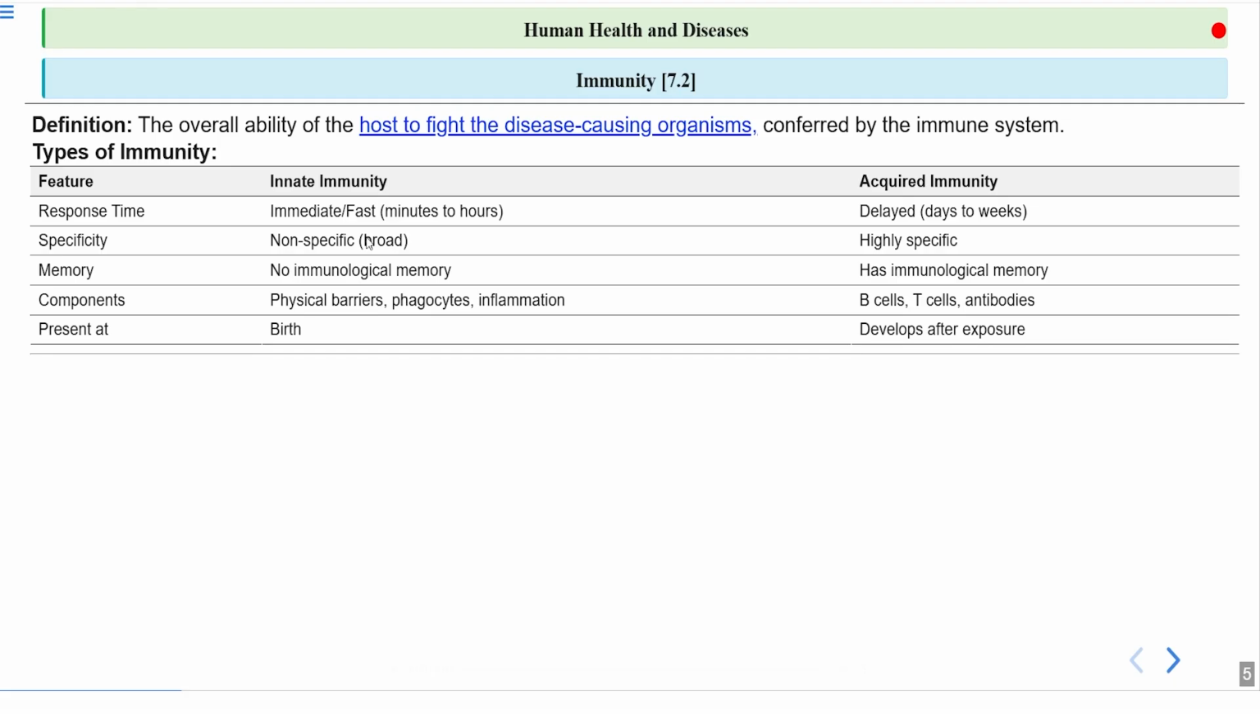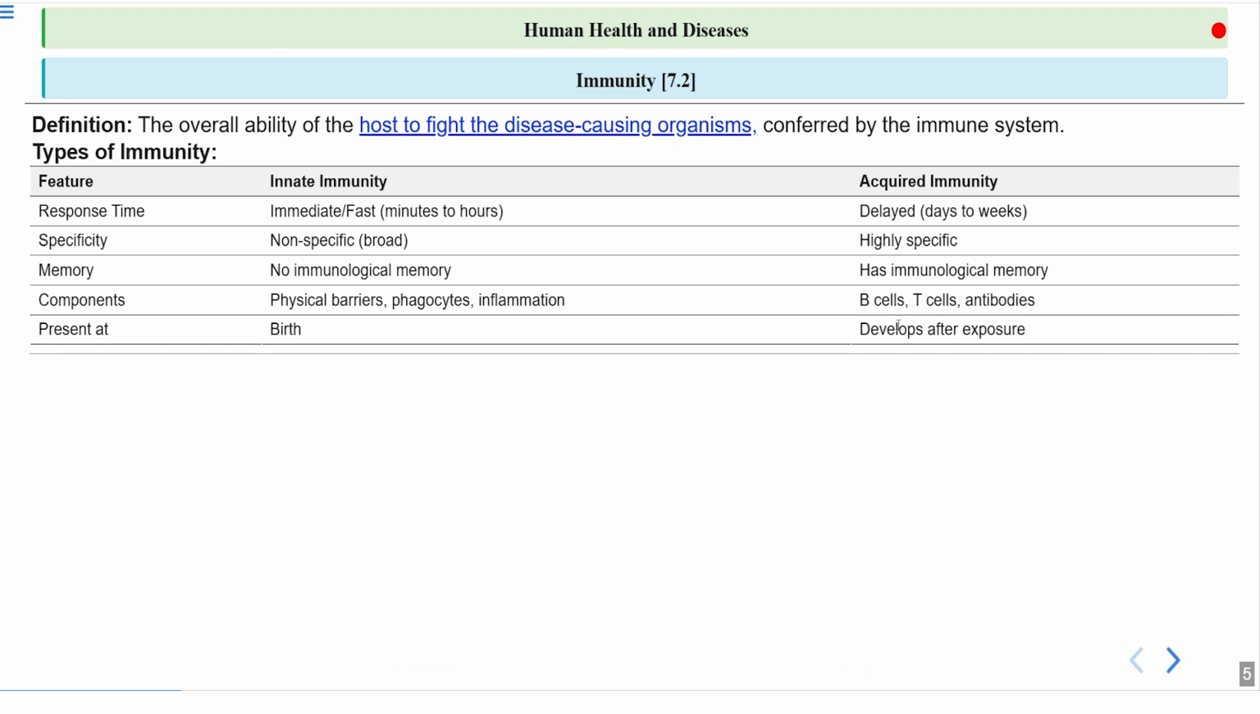Our bodies have two main ways to protect themselves from harmful invaders like bacteria and viruses. These are innate immunity and acquired immunity. You can think of them as different defense systems working together. Innate immunity is the body's immediate, rapid response to an invasion, and this happens within minutes or hours. On the other hand, acquired immunity is delayed compared to innate immunity, taking days to weeks to fully activate upon the first exposure to the pathogen.